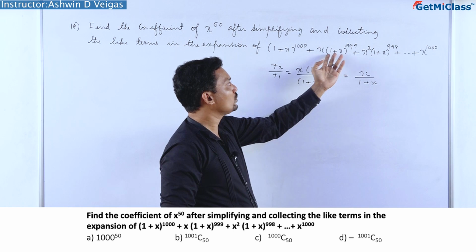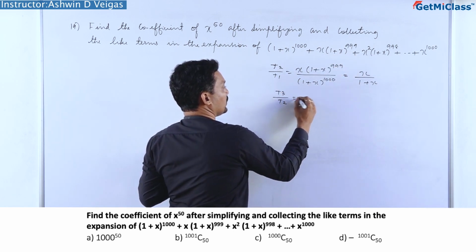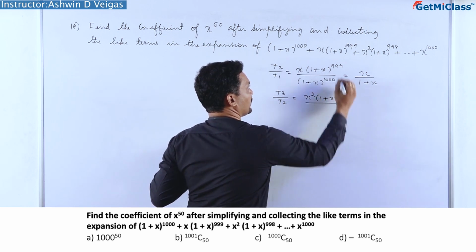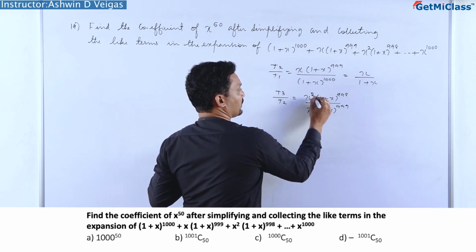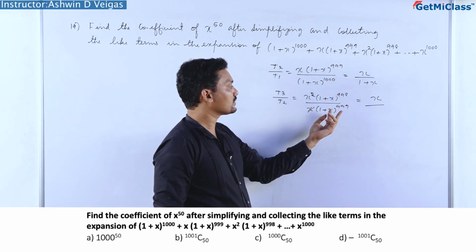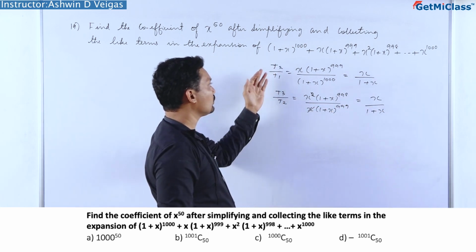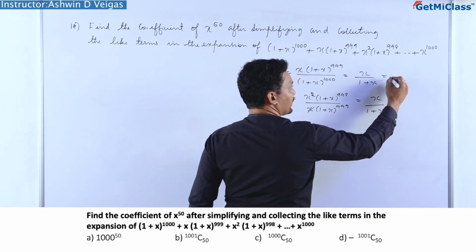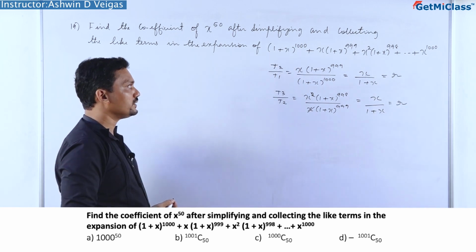So (1 + x) power 999 cancels, and you will get x by (1 + x). Similarly, suppose you try to do T3 by T2, you will get x square into (1 + x) power 998 divided by x into (1 + x) power 999. So x cancels, and 999 and 998 have one difference, so you will get 1 + x again. You can see T2 by T1 equals T3 by T2, and so on. Therefore, when the common ratio is the same, it is a geometric progression. So we got R for this GP.